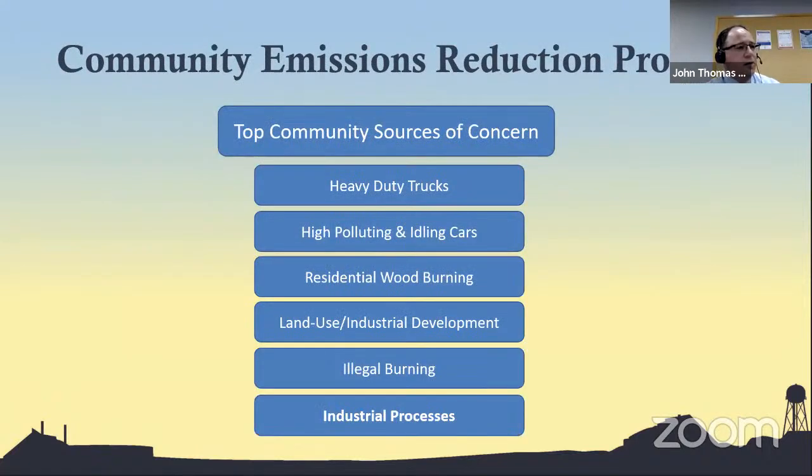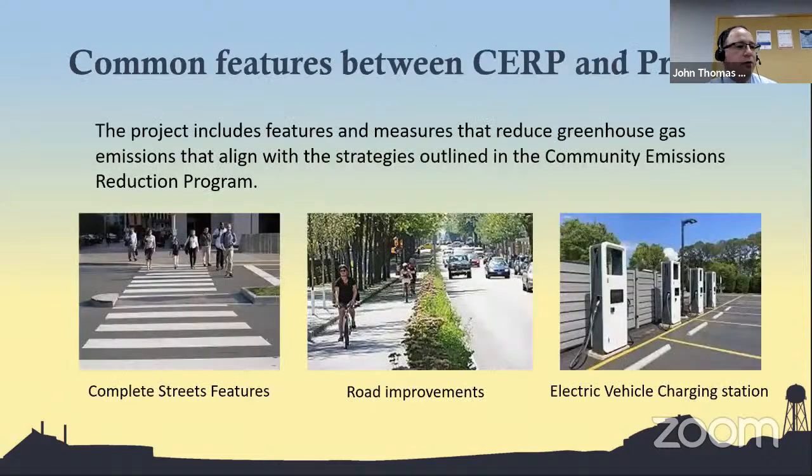So we cross-referenced what we did in our environmental document with your community emission reduction program, which you see here. And we looked at your top sources of concern from that. You guys know this well, so I just highlight that we did look at that, and we looked at where we had commonality between our environmental document and your existing plan. Several of the features where we had overlap with your plan were the complete streets features, again improving walkability through your neighborhoods, and road improvements, which include new asphalt, making it smoother for cars so they are more efficient.